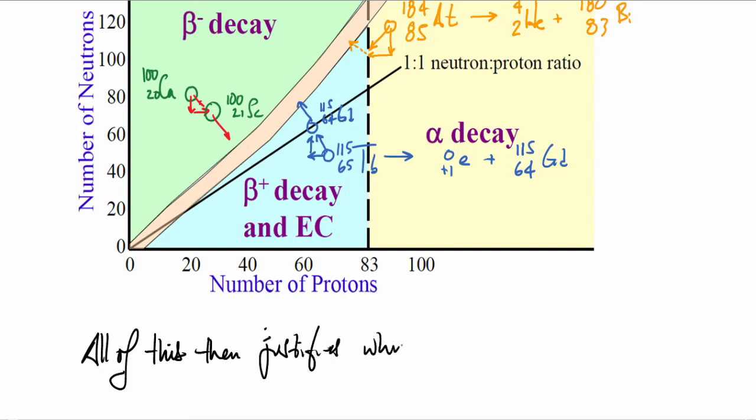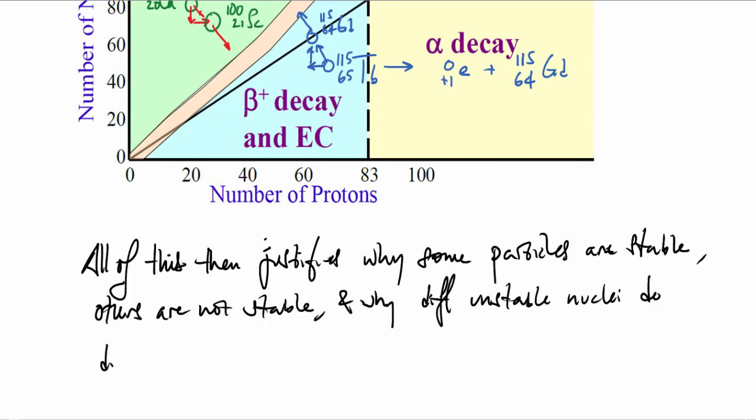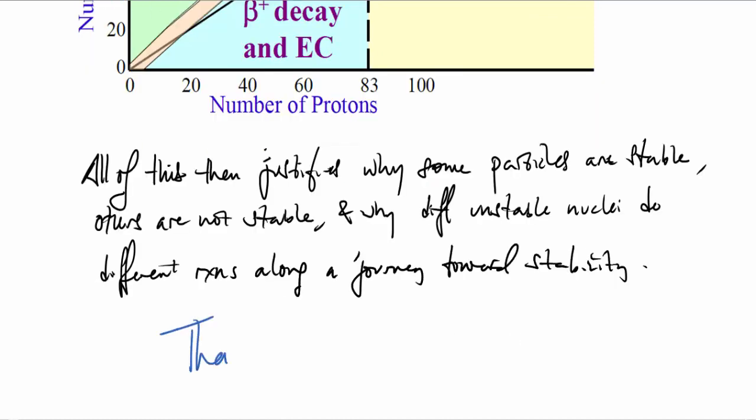All of this then just justifies why some nuclei are stable, that is why some nuclei can stay together, and why others cannot: they have either too many or too few neutrons. It also explains why different unstable nuclei do different reactions along their journey. Why does a nucleus that has too many neutrons do one thing and one that has too many protons do another? They have to get towards this stable zone, and of course there are different types of reactions to do it. Thanks everyone, and see you soon.